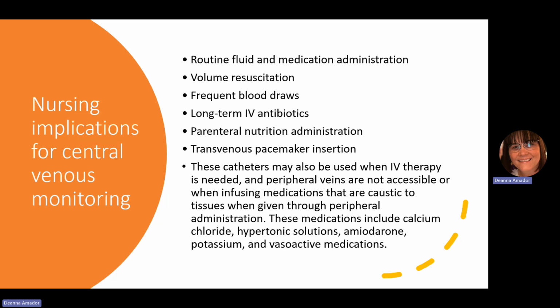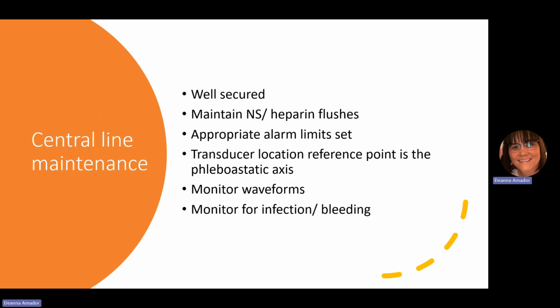3% saline we would use through a central line, amiodarone, potassium. And then I said all of our vasopressors, pretty much you should have it on a central line because they're caustic to the tissue. We want to make sure our central line is very well secured, make sure alarm limits are set if we're monitoring a CVP, and to watch our waveforms. It's important to watch for infection or any bleeding.